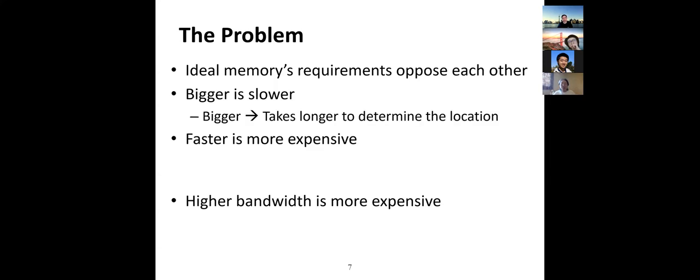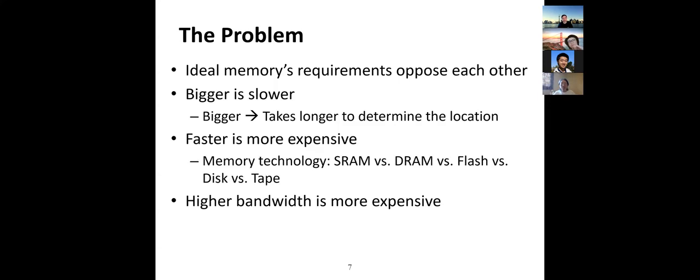So bigger takes longer to determine the location. Here there are examples of memory mentioned: SRAM versus DRAM versus flash versus disk versus tape, right? So there are all these dimensions. There are a lot of different new fancy technologies people explore.